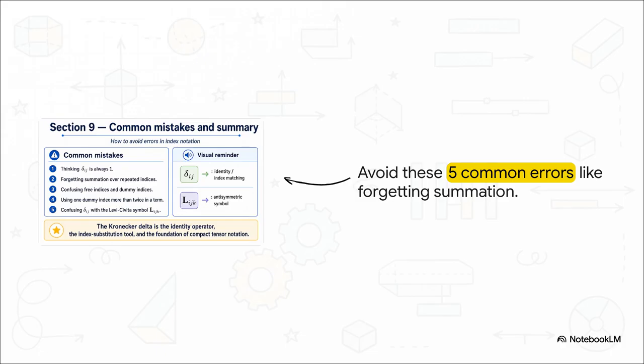Number 2, forgetting your summation rules over repeated indices. Number 3, failing to distinguish between free indices, which absolutely must match on both sides of an equation, and dummy indices, which are summed over. Number 4, using one dummy index more than twice in a single term. Never do this. If you need to multiply more tensors, just introduce a new letter. And finally, number 5, do not confuse the symmetric Kronecker delta with the anti-symmetric Levi-Civita symbol. But hey, we'll save that one for a future explainer.